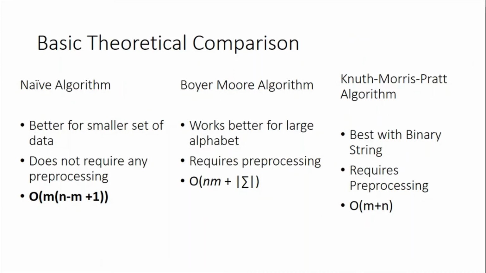So, to summarize the basic theoretical comparison between these three algorithms, we find that the Naïve algorithm would work better for smaller sets of data because it does not have any pre-processing. The Boyer-Moore algorithm works better for large alphabets, but it requires pre-processing. And the Knuth-Morris-Pratt algorithm we should expect to work best with binary strings, and it requires pre-processing. So now Abdullah will explain the results of the empirical testing.